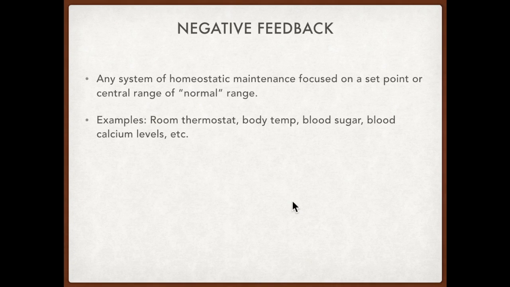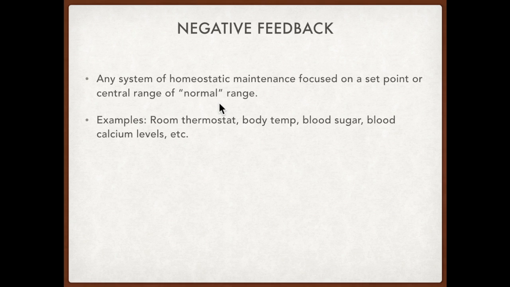Okay, so feedback mechanisms. Two different types. You've got positive and negative feedback systems. The first being a negative feedback system. This is any system that's set up to maintain a set point. Okay, a set point could be like a temperature within a room. It could also be a range.